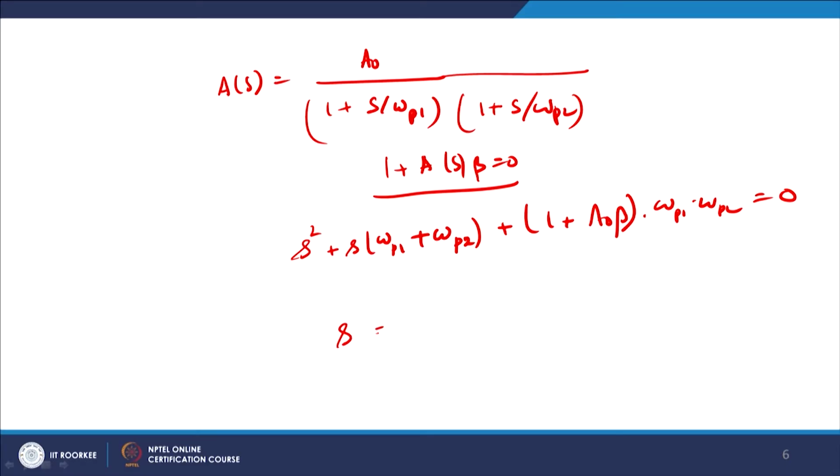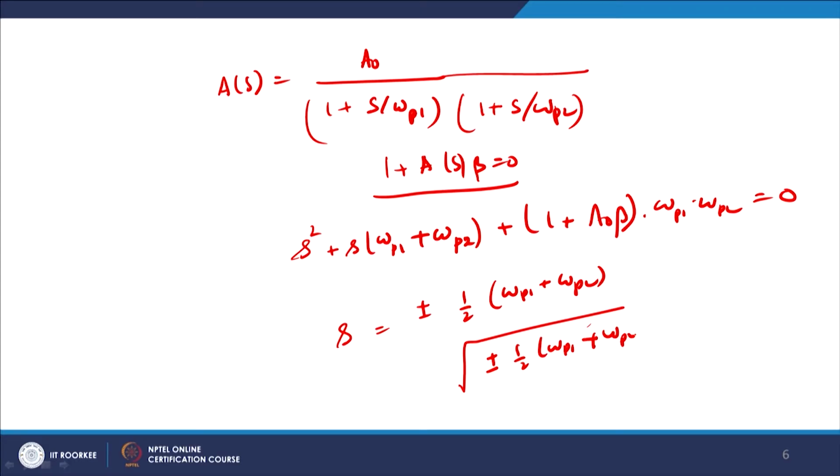So, I get s equals plus minus 1 by 2, omega p1 plus omega p2, multiplied by, obviously, plus minus 1 by 2 omega p1 plus omega p2, and then p1 p2 minus 4 times 1 plus a0 times beta multiplied by omega p1 omega p2. So, the same formula which I have been using time and again, minus b by a and so on and so forth, and then you get s to be equal to this quantity here.